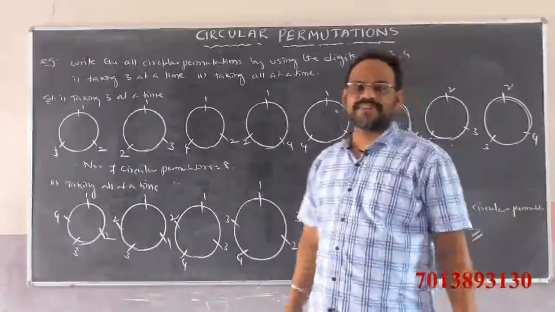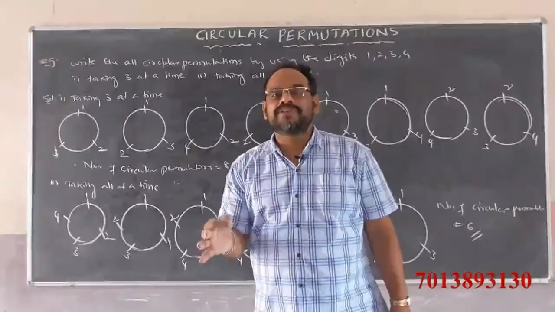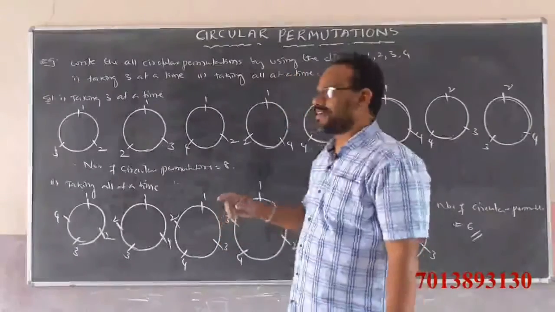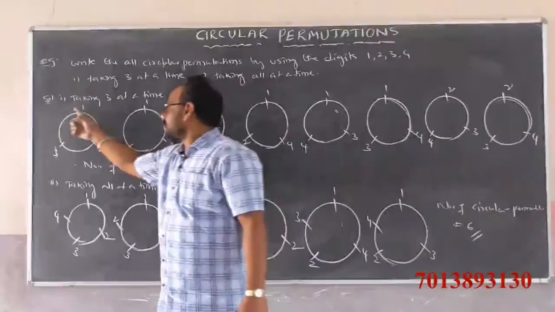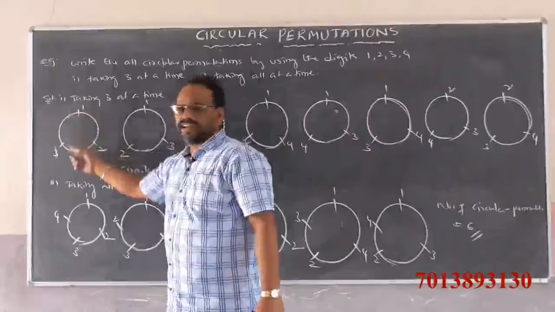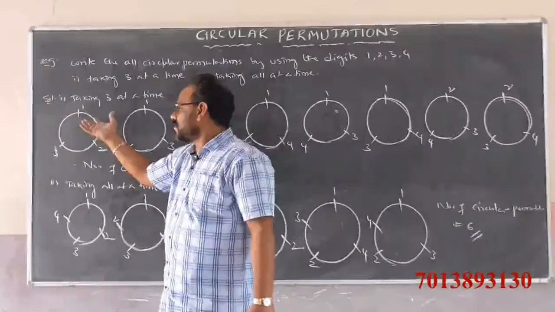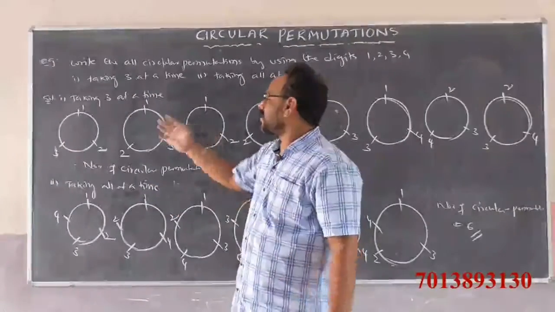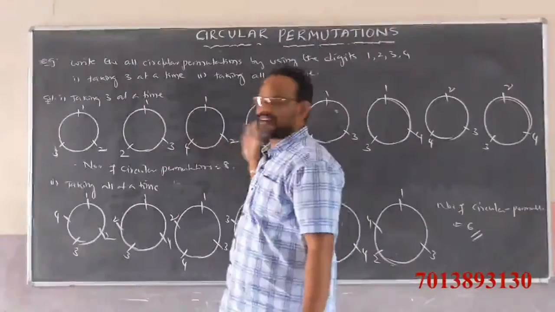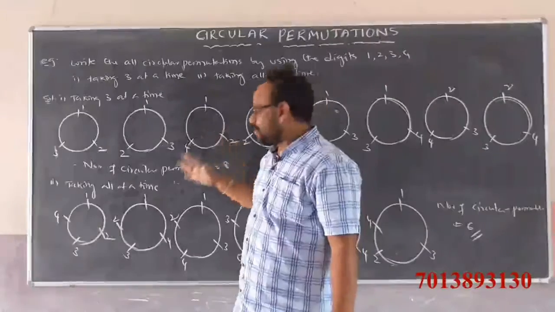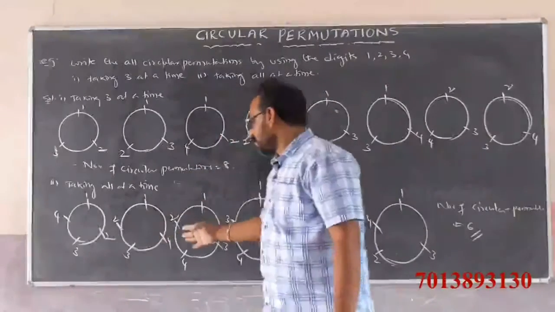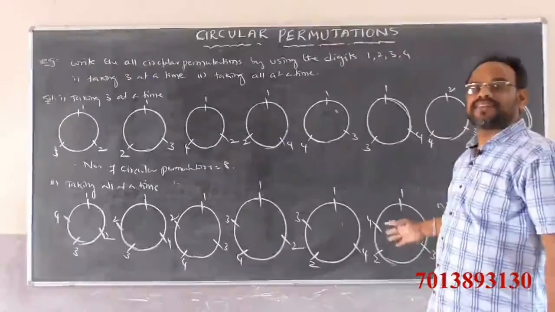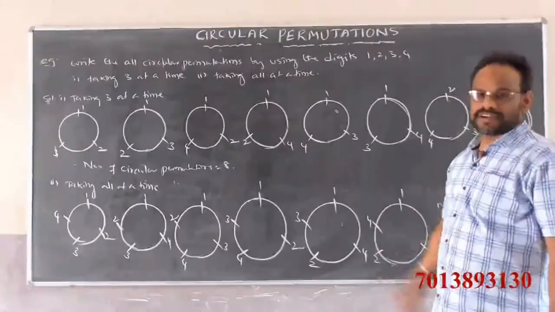So, what does circular permutation mean? It means all the possibilities of an event arranged in a circular way. That is called circular permutation. If you take all at a time, we get 6 circular permutations.